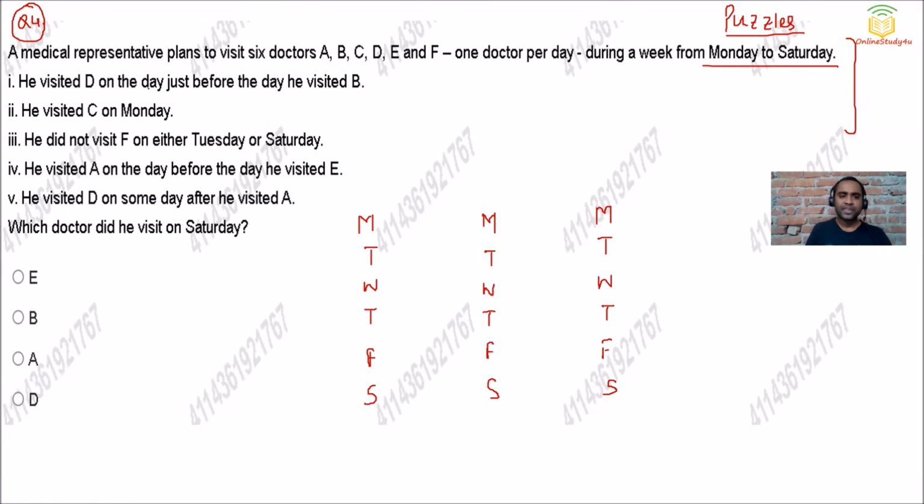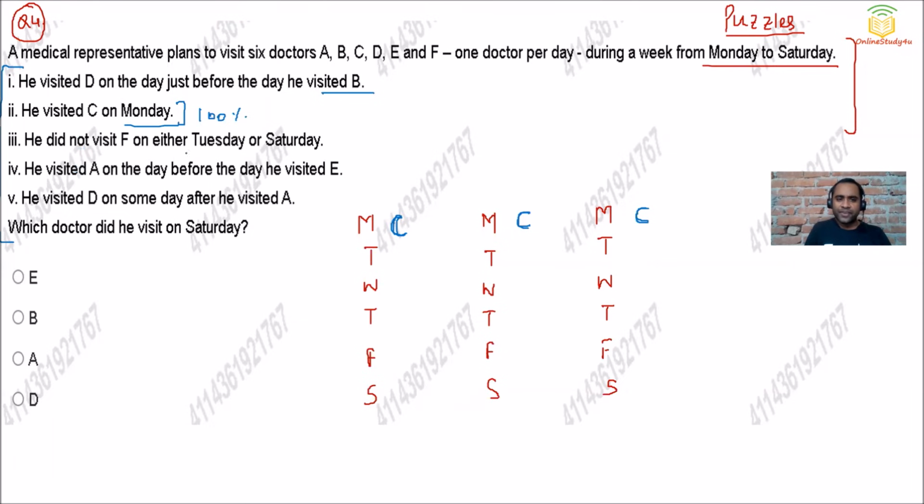Now, whichever information is 100%, having a direct clue, that I will take. He visited C on Monday. So this is a 100% direct clue. So Dr. C on Monday, in all three I have put it, so that I will be able to remove the possibilities. If you take only one, then also you will be able to solve, but it will become very complicated for you.